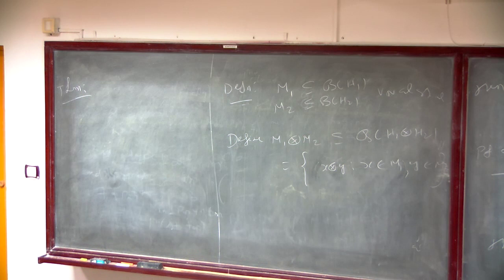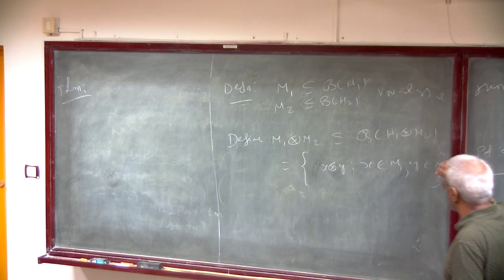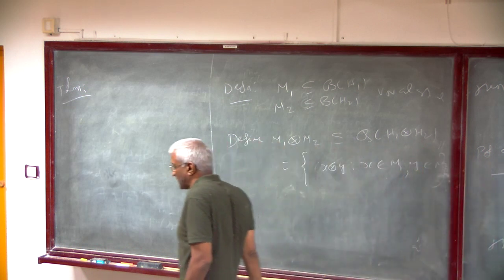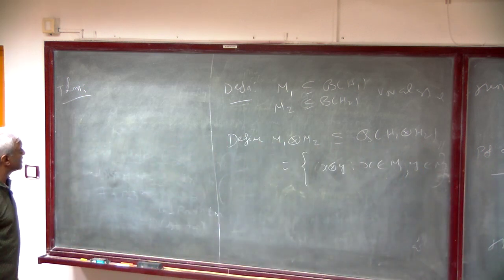This is very easy for a von Neumann algebra. For C-star algebra, actually it's difficult. And there are many tensor products also. So this is clear. Okay. So this is a tensor product of von Neumann algebras. By definition, this is a von Neumann algebra. And that is what you call as tensor product.